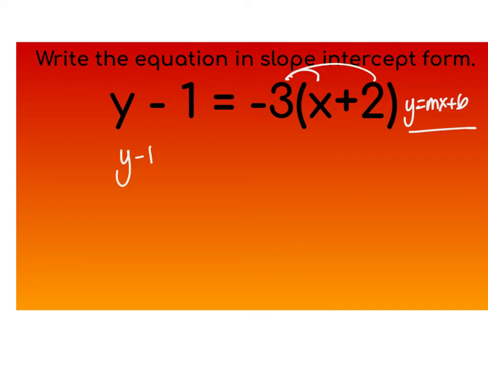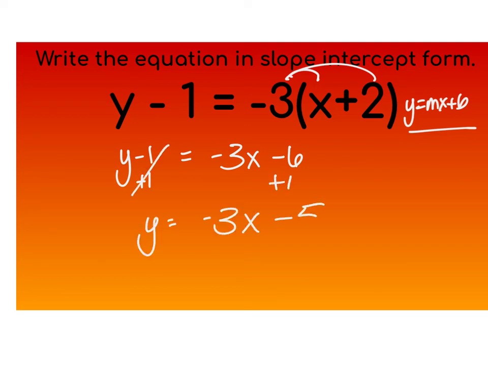So y minus 1 equals -3x minus 6. So all I did was distribute that -3. And now all I have to do is add 1 on both sides. So now I have y equals -3x minus 5. So now I have this equation in slope-intercept form.